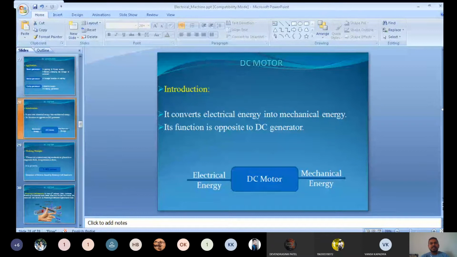Its function is opposite to the DC generator. The DC generator converts mechanical energy into electrical energy, whereas the DC motor converts electrical energy into mechanical energy. So the functions of DC generator and DC motor are opposite to each other.